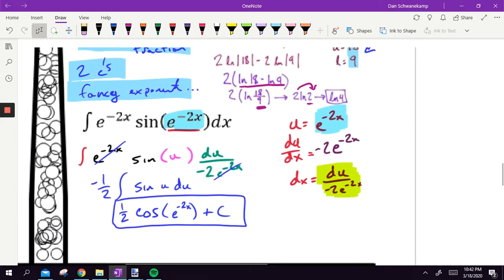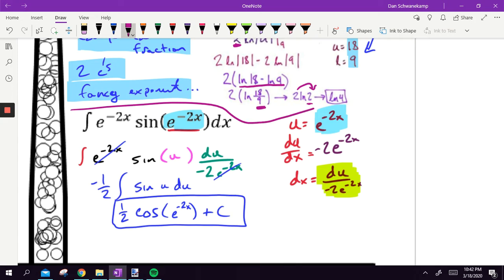So for example here, we've got this problem right here: e to the negative 2x, sine of e to the negative 2x. I picked this as my u because it's fancy and it's inside of parentheses. Okay, it's the baby of the chain rule problem. So I made u this. The derivative of e is what you see times the derivative of the exponent.